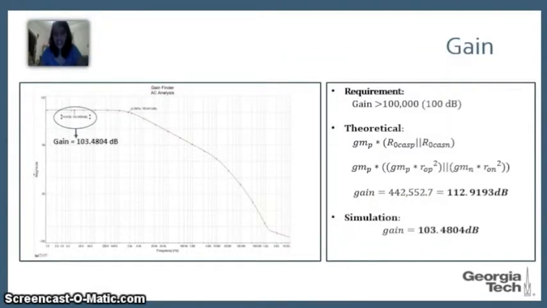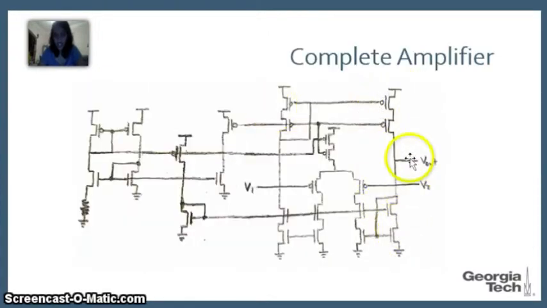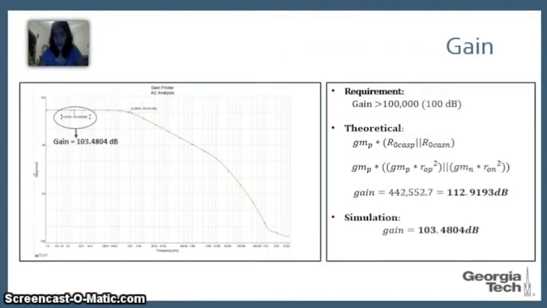To calculate the gain of the operational amplifier, we can use the formula Gm times R0. We consider this branch right here. The R0 for this branch is given by Gm times R0 square for this P cascode and Gm times R0 square for this N cascode. Since we have a P FET differential amplifier, we need to multiply this by the transconductance of the P FET. On doing that, we get a gain of 112.9193 decibels theoretically. Our simulation gives us a gain of 103, which is well above the requirement of 100 dB.